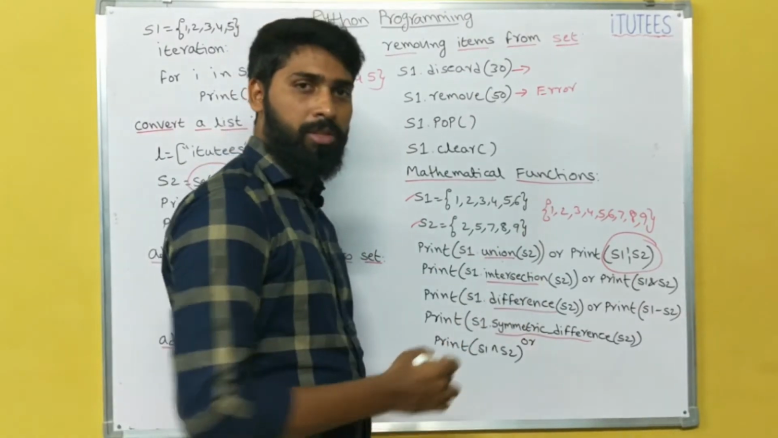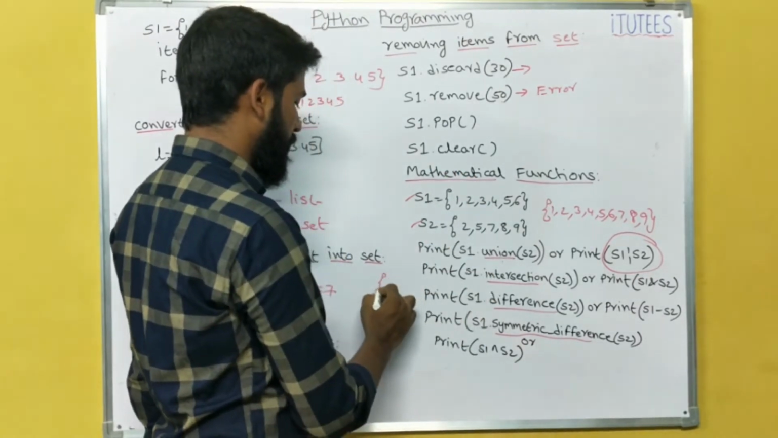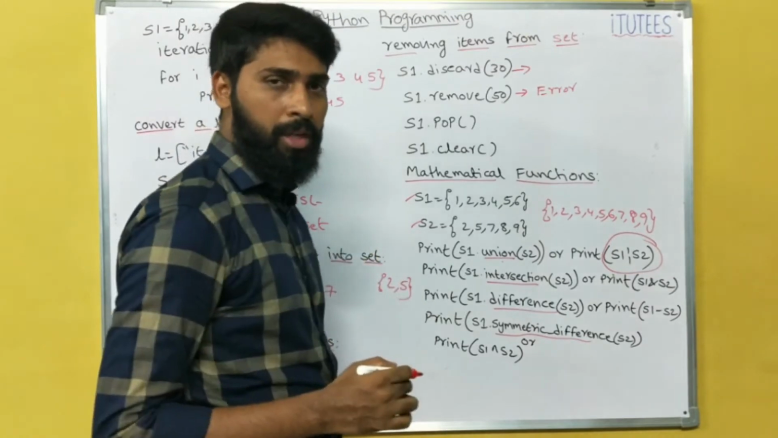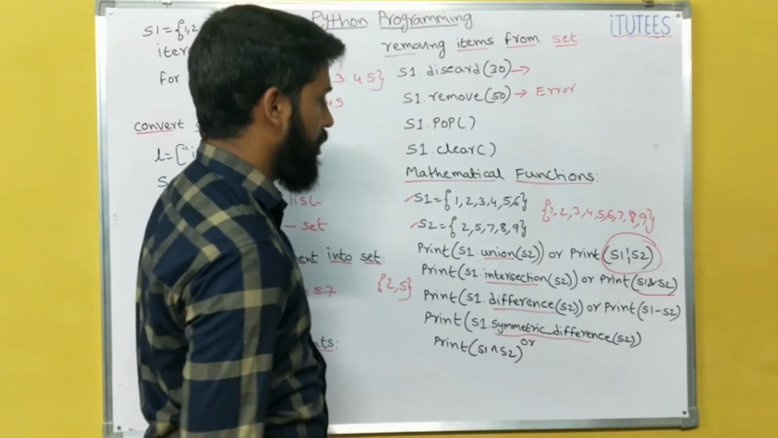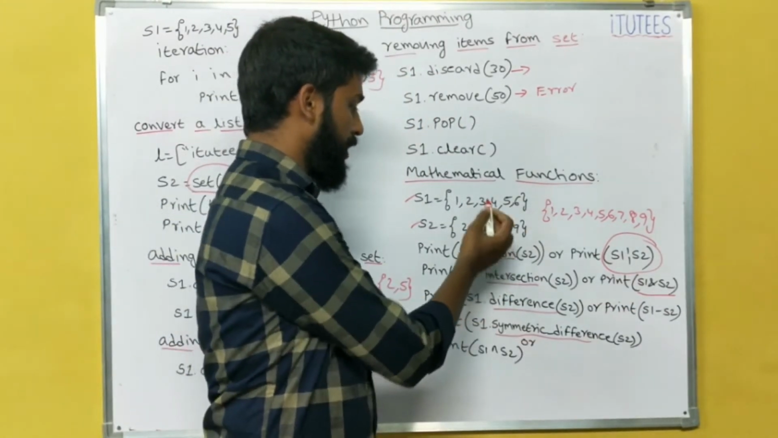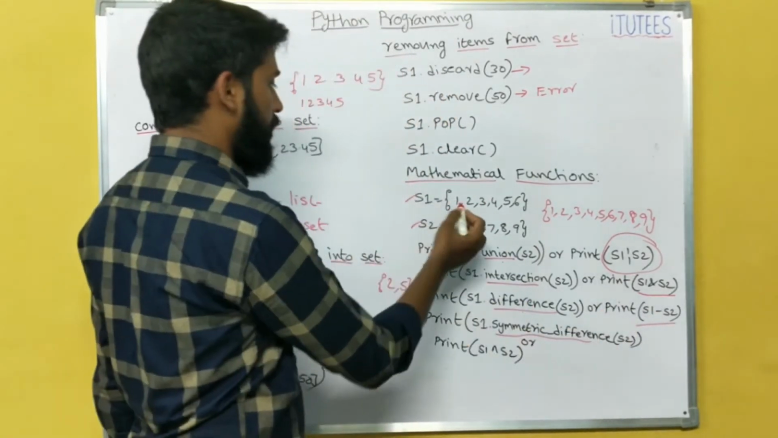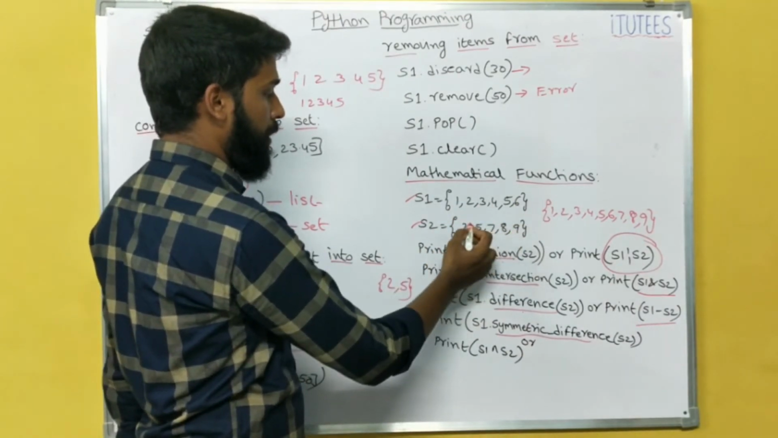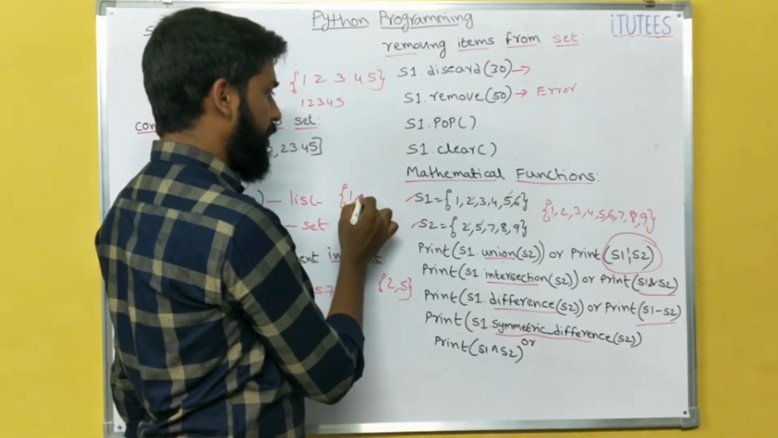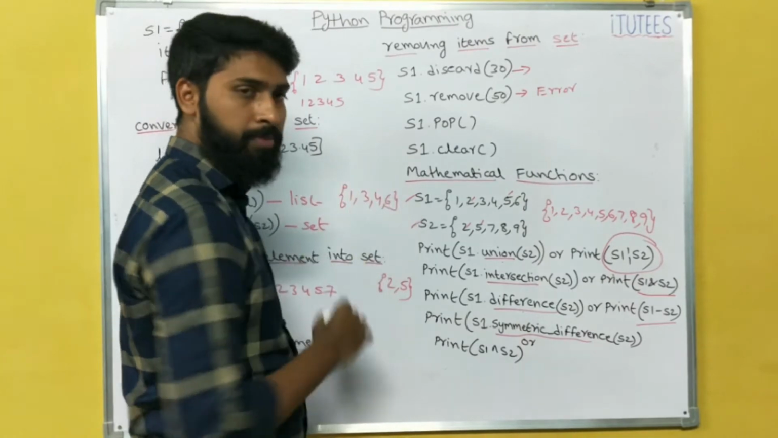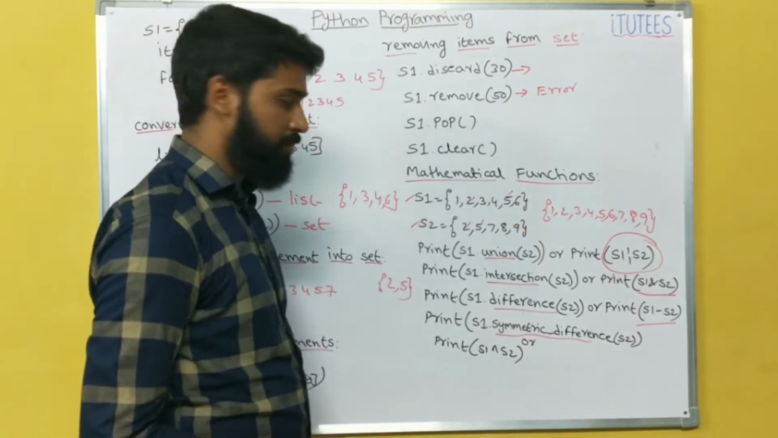Intersection. What is the intersection function? It returns the common elements in the sets. What are the common elements? One is 2, another one is 5. We can perform this intersection like this also: S1 & S2. We can find the difference of these two sets by using the difference method, or you can use S1 minus S2. What does it return? S1 is 1, 2, 3, 4, 5, 6 and S2 is 2, 5, 7. What are the common elements? 5 and 2. These two are eliminated and it prints 1, 3, 4, 6. So S1 minus S2 returns the remaining elements in S1.